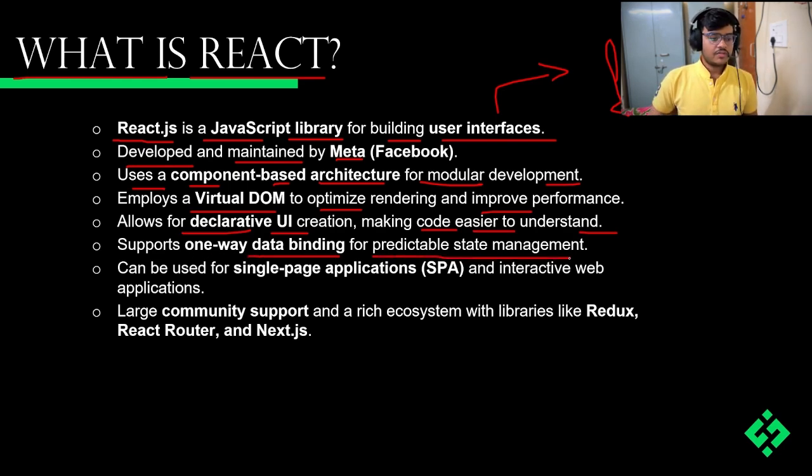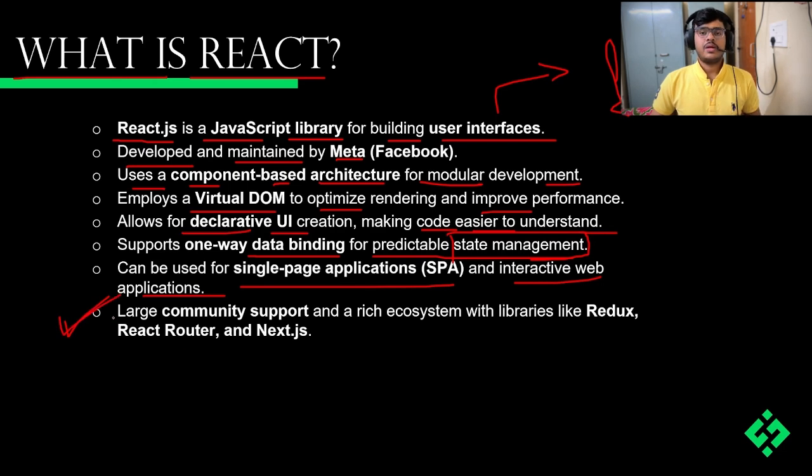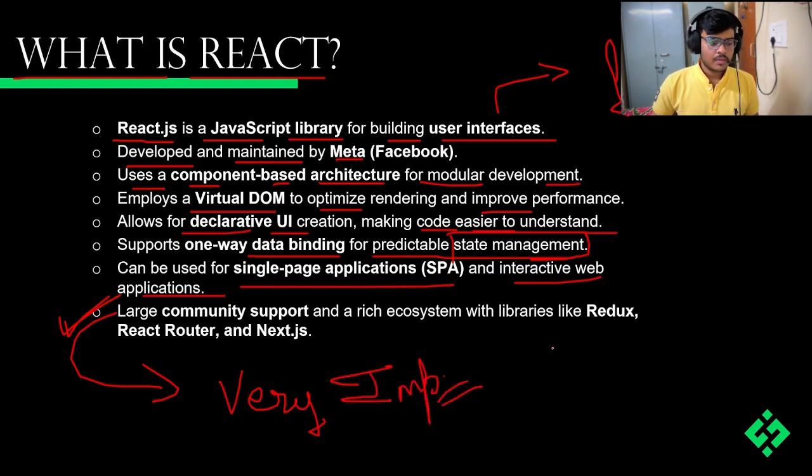It creates a virtual DOM to optimize rendering and improve performance. Declarative UI creation, making code easier to understand. One-way data binding, and also single page application. This is one of the best libraries for creating single page applications, because it is very fast and interactive. Now what does this declarative UI creation mean? I will explain it in the code.